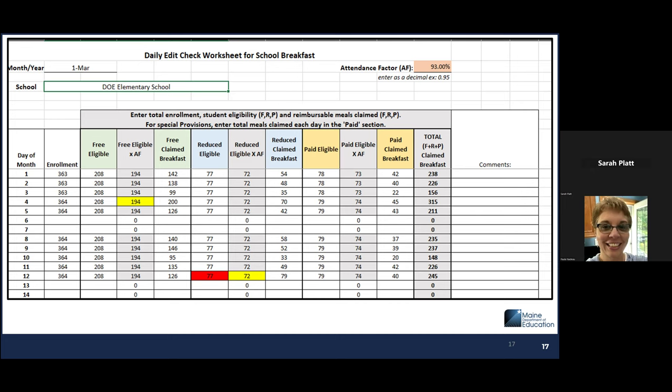It's also important to note that your enrollment and your eligibility may change over the month, and that's okay. That's because students come and go. They enter and they withdraw, and also you process eligibility at any point throughout the year. So you would see some fluctuation, probably more at the beginning of the school year, but you will definitely see fluctuation in enrollment and then the number of students eligible, and that's okay.